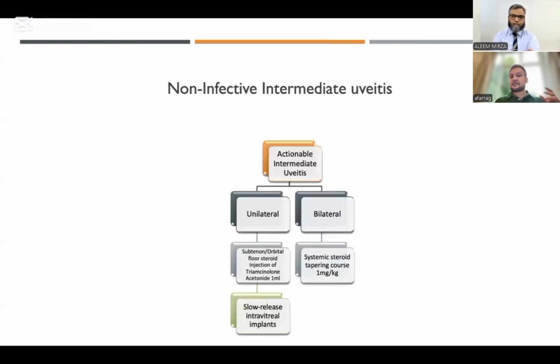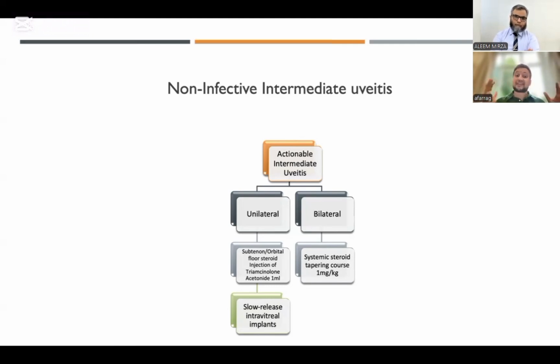And then for actionable intermediate uveitis, is it unilateral or bilateral? If it's unilateral, then we have subtenon or orbital floor. I don't prefer, to be honest, orbital floor. I included it, but myself, I don't prefer it. It's a blind procedure. You go by needle. Risky. Why? We have subtenon steroid injection. You go, you see what you are doing, less complication. So why consider orbital floor?